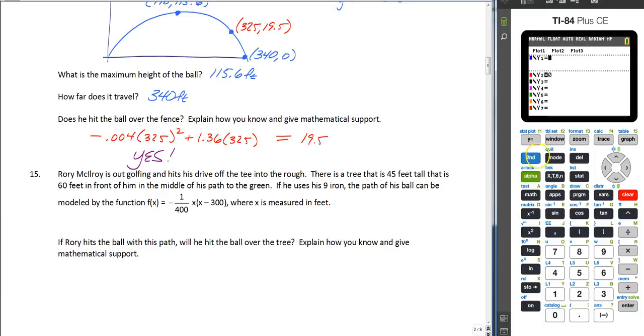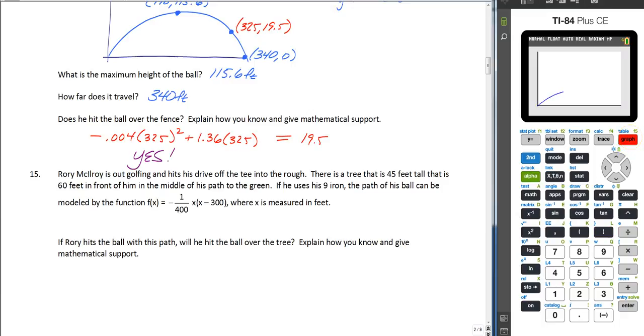So let's type in, for those of you that did not know, if you have one of the newer calculators and you click alpha y equals number 1, you can change that to a fraction. So you can type your negative 1 over 400 if you were not sure about that. But anyway, slide out, and we then have x parentheses x minus 300. So obviously, you know he's going to hit this ball 300 feet. But we're not wondering about that. We're wondering if he hits the ball over the tree that's 45 feet tall, that's 60 feet in front of him.